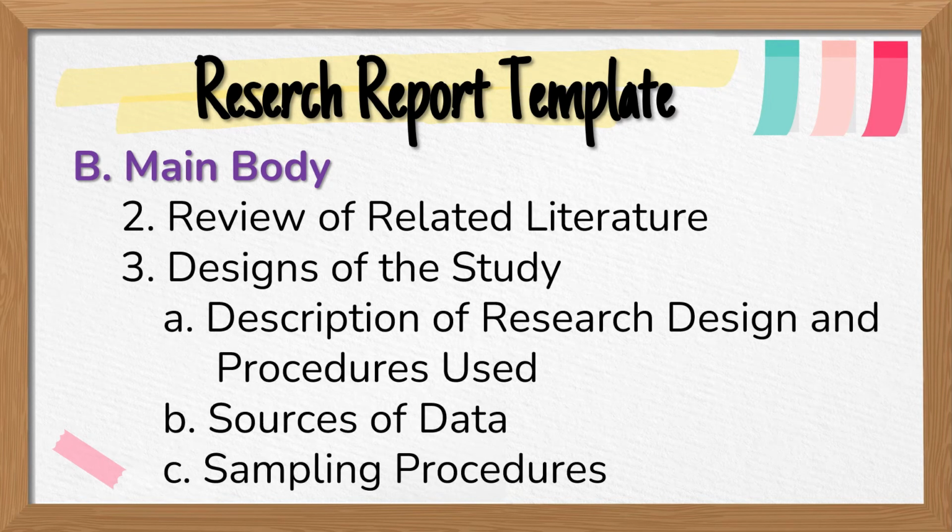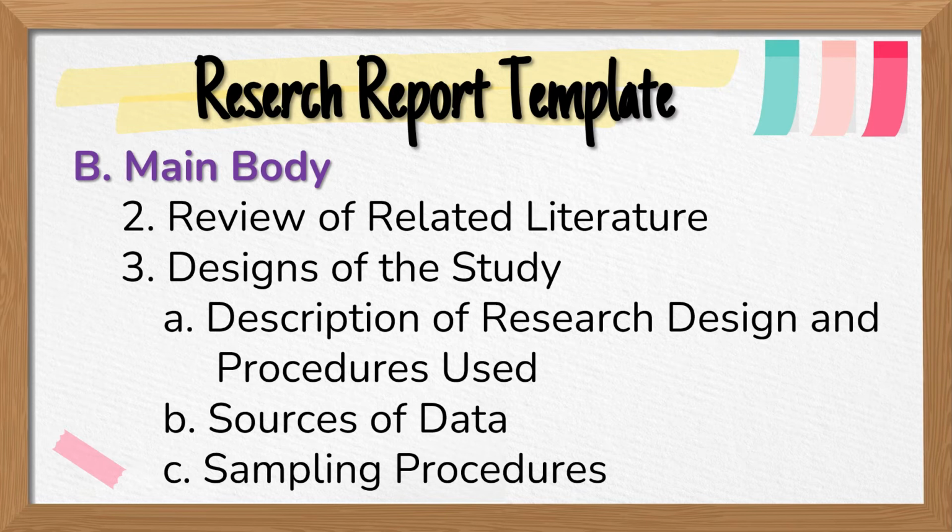Aside from the introduction, the main body also includes the review of related literature and analysis of previous research. This part contains a summary and synthesis of all available sources directly related to the study. In a research report, the literature review is divided into two sections: the related concepts and the related studies.